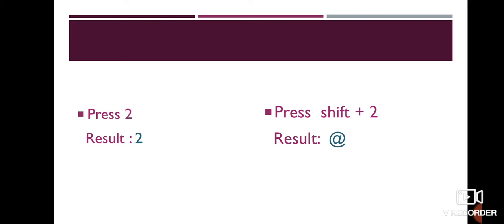Clear, children? If a key has two things, like one is a digit and one is a symbol, and you want to type the digit, you simply press the key. But if you want to type the symbol which is at the top, then you have to press that key along with the shift key. Clear?